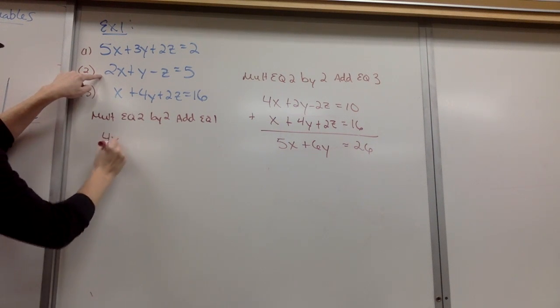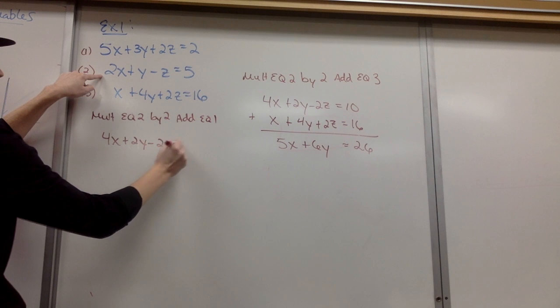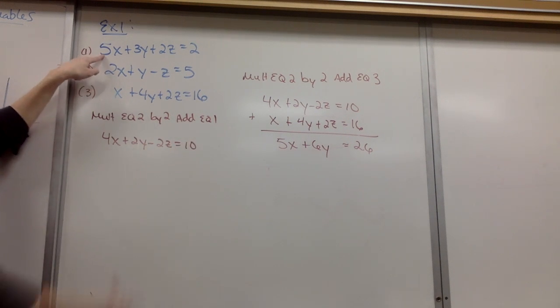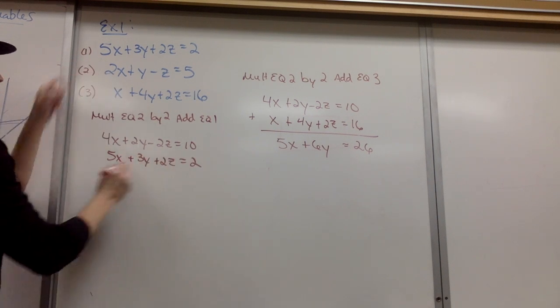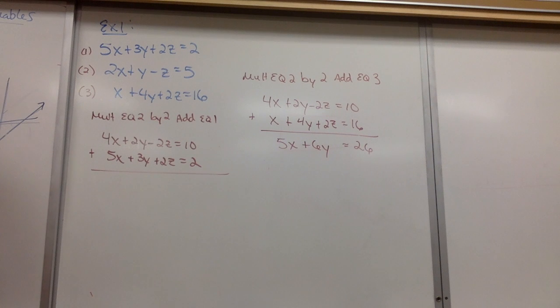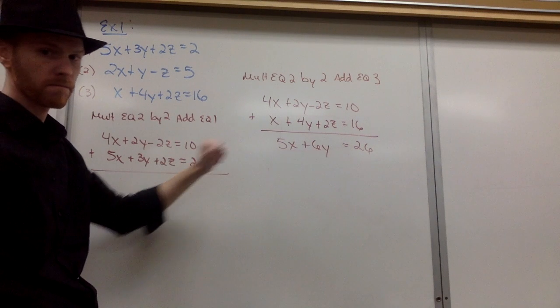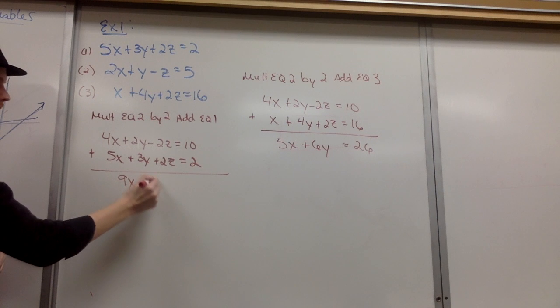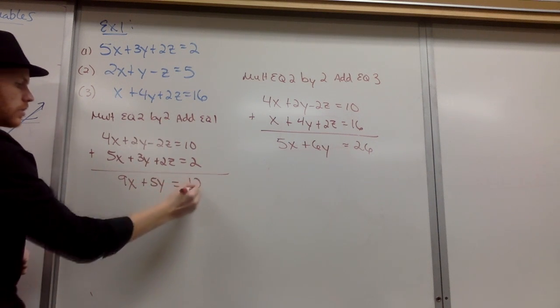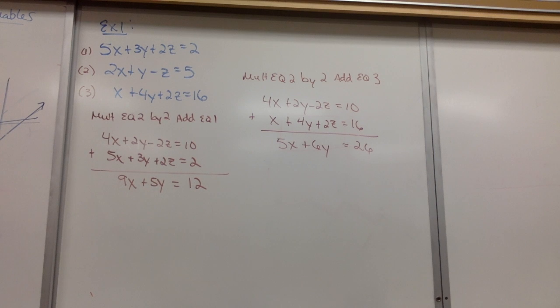So this would be another 4x plus 2y minus 2z equals 10. And up here, I got 5x plus 3y plus 2z equals 2. And I'm going to add those together so I can eliminate the variable z, just like what I did over here. So add those, I get 9x plus 5y. The z's cancel, and I get 12 on this side. So far, so good?